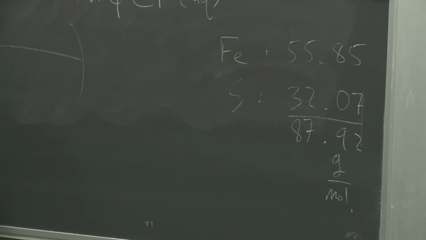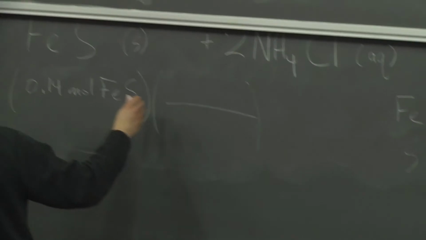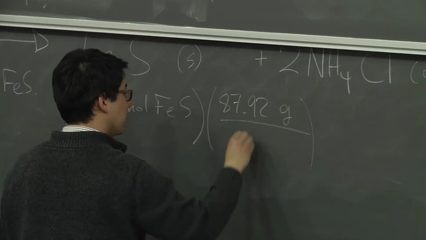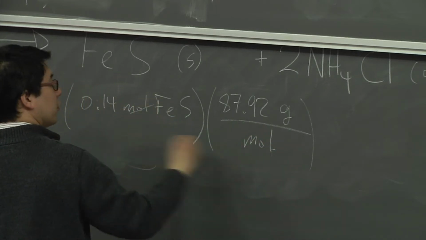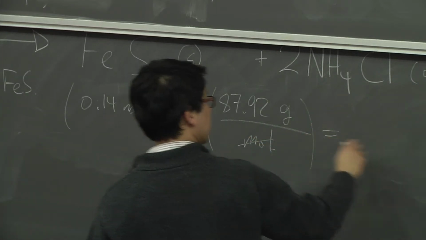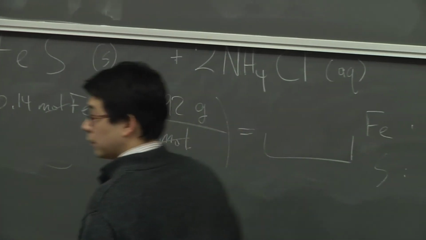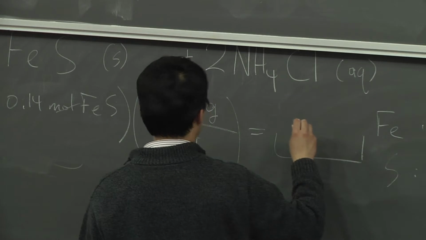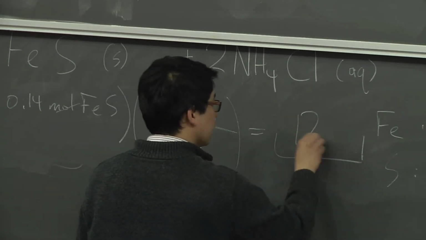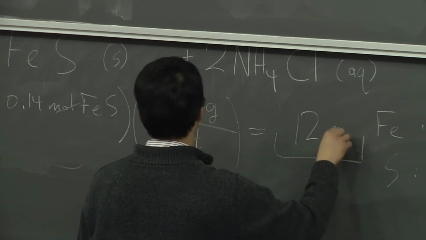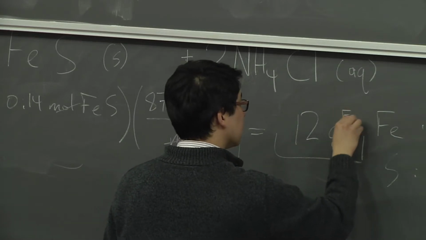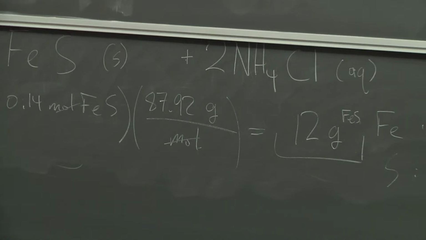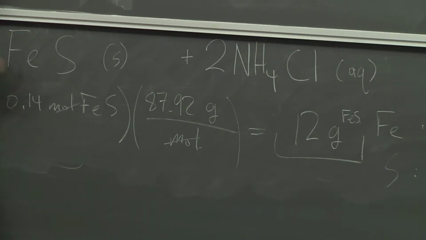What do I do here? Grams on top, 87.92 grams per mole. Moles and moles cancel, and I'm going to get something. Somebody have an answer? 12.30, or actually just 12 grams of FeS. Once we did this part, it was not too bad.